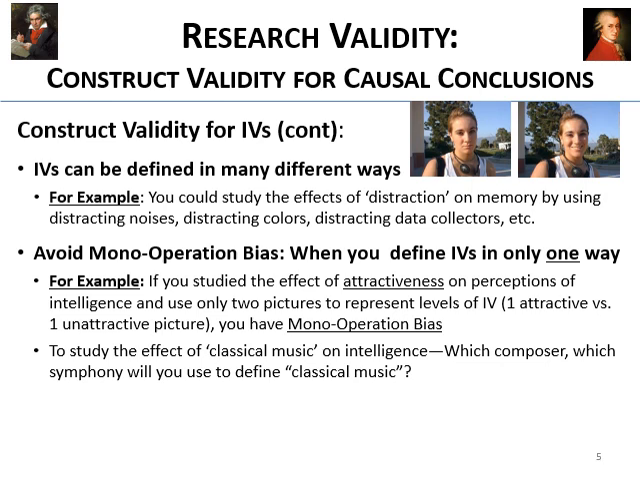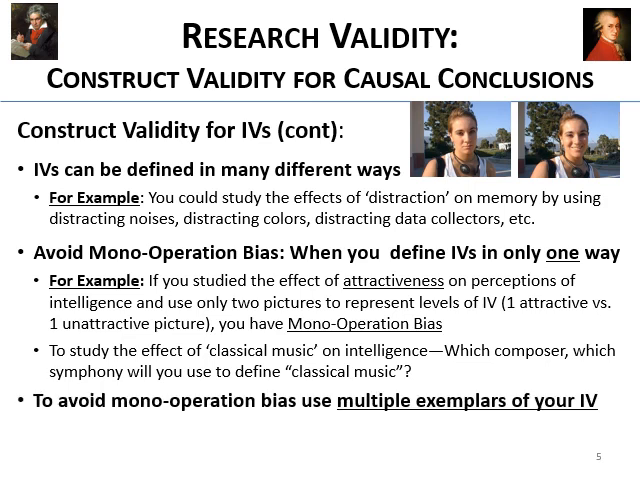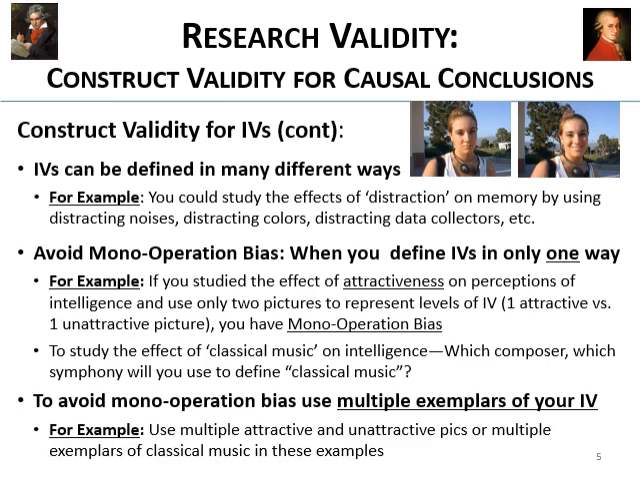The point here is don't just do one exemplar of it. Do multiple, right? So multiple pictures. In the prior example, you wouldn't want to just do Beethoven. You'd want to do a couple examples of classical music. So that would be avoiding mono operation bias. You avoid it by using multiple exemplars or multiple examples of your independent variable levels. So use multiple attractive and unattractive pictures, and multiple exemplars of classical music in the examples above.